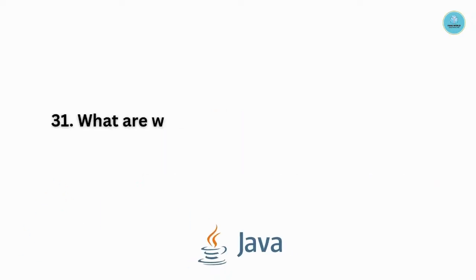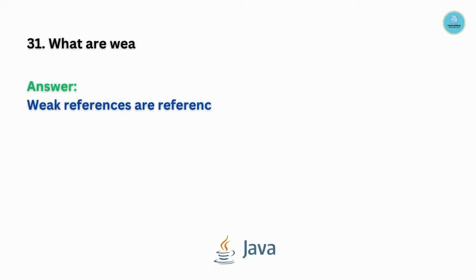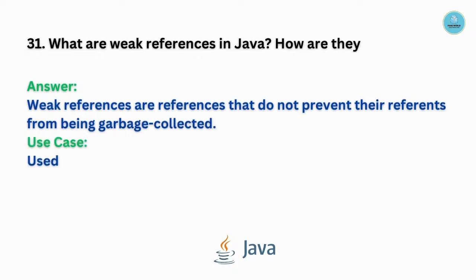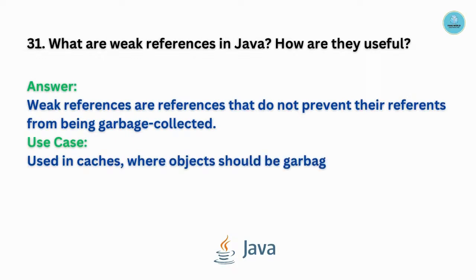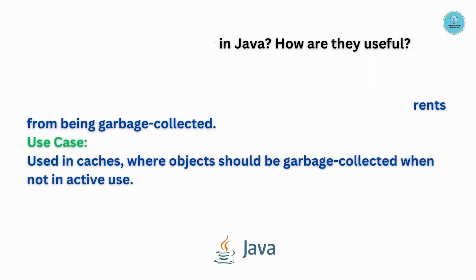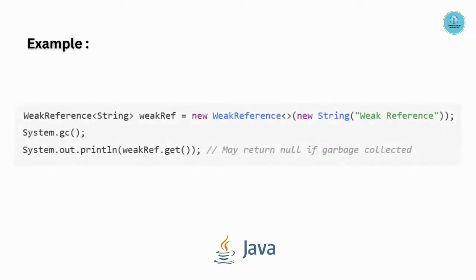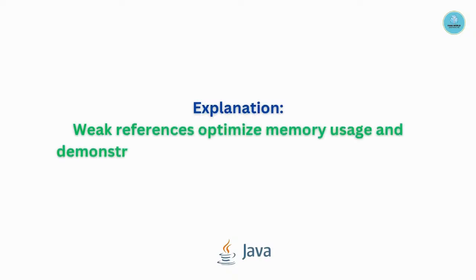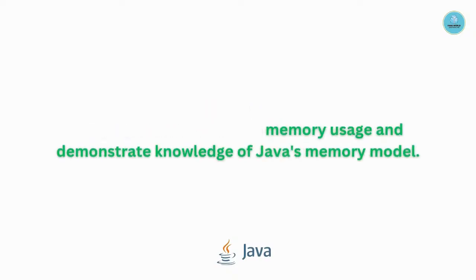Question number 31. What are weak references in Java? How are they useful? Weak references are references that do not prevent their referents from being garbage collected. Used in caches where objects should be garbage collected when not in active use. Example is as follows. Weak references optimize memory usage and demonstrate knowledge of Java's memory model.